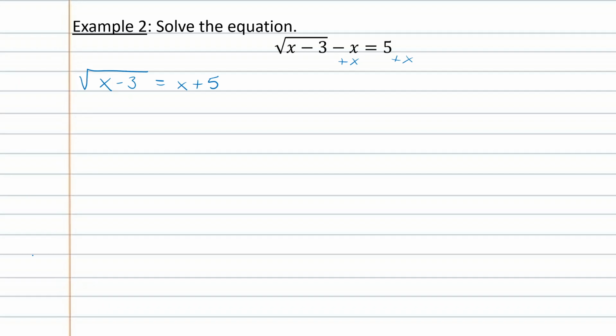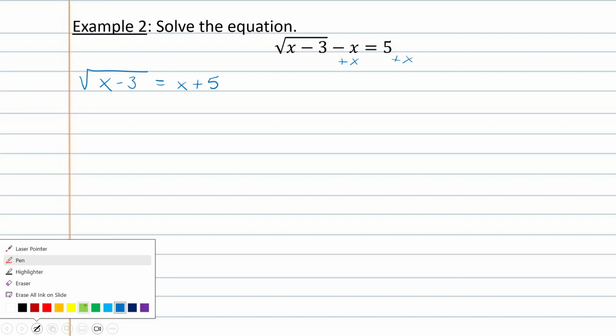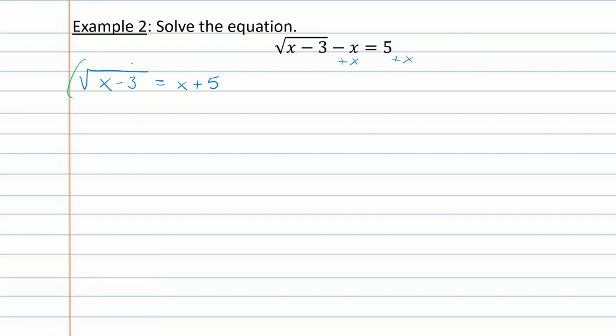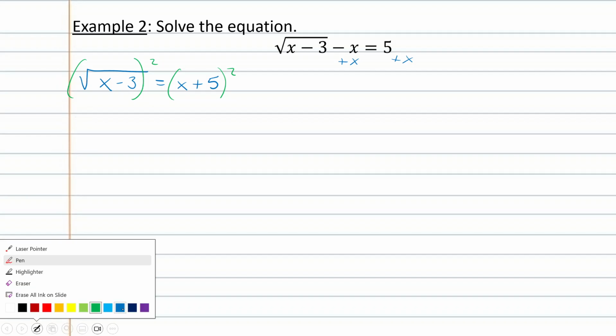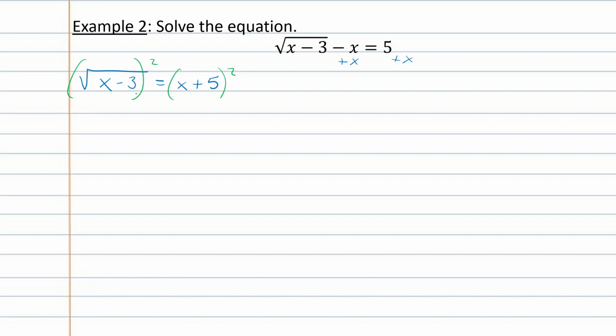Now, I'm going to square both sides of this equation. So I'm going to square the left-hand side, and I'm going to square the right-hand side. What this is going to give me is an x minus 3 on the left-hand side because the square root and the square are going to cancel each other out. But this part of the equation is x plus 5 squared. And we know that x plus 5 squared is the same thing as x plus 5 times x plus 5.